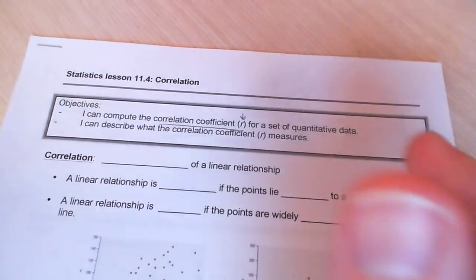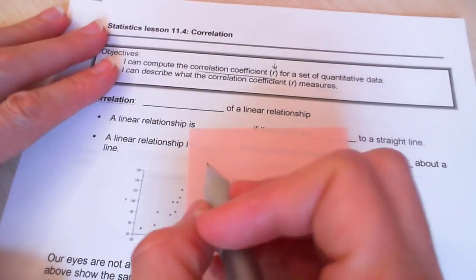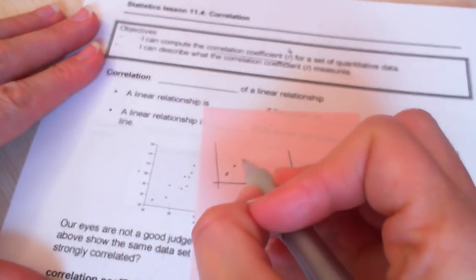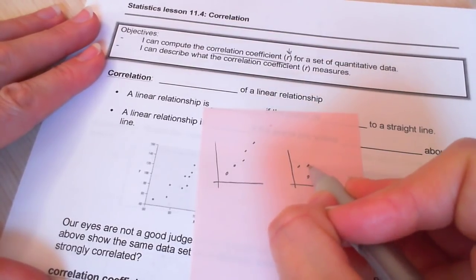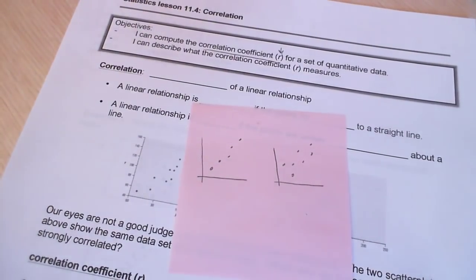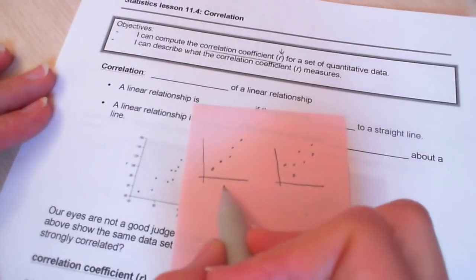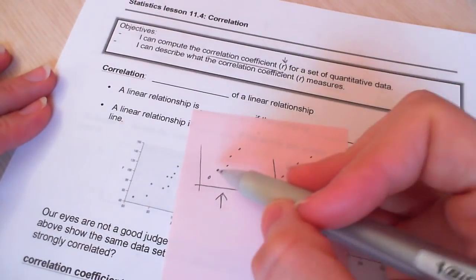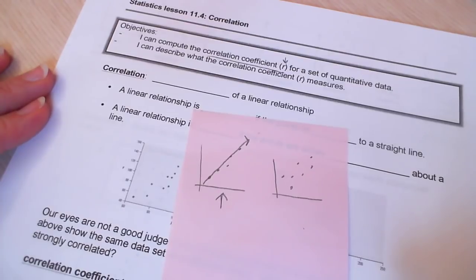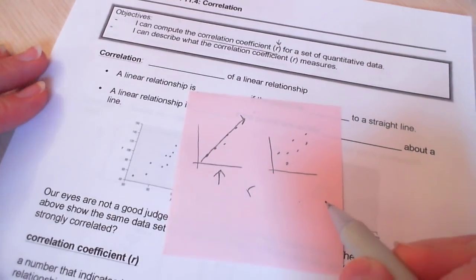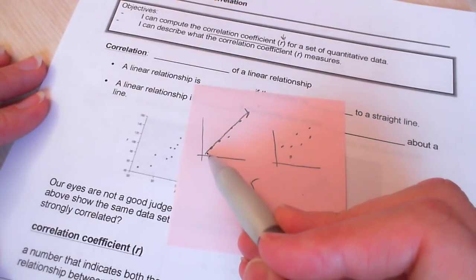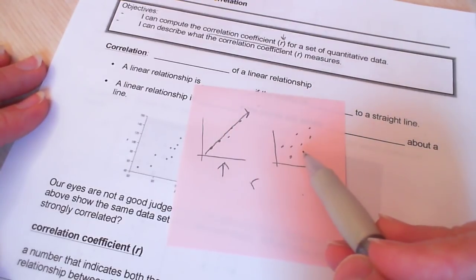So I'm just going to do a quick example here. If I gave you a couple examples of scatter plots, and one of them looked like this, and one of them looked like this, and I asked you which one do you think is more strongly correlated, you would probably choose this one because the points lie closest to a straight line. So what the correlation coefficient, or R, does is it assigns a value to how strong this relationship is. So it gives it a number, so they're easy to compare.